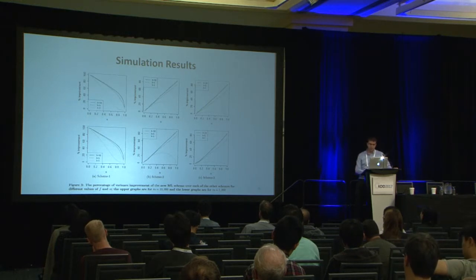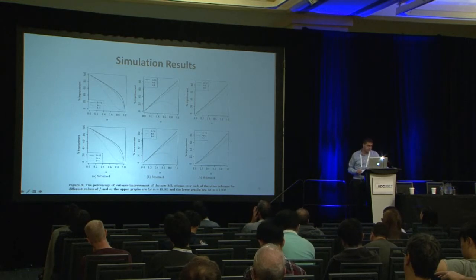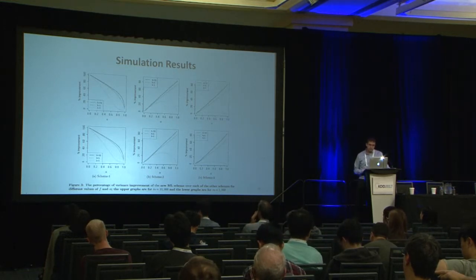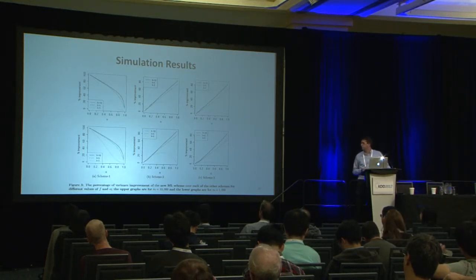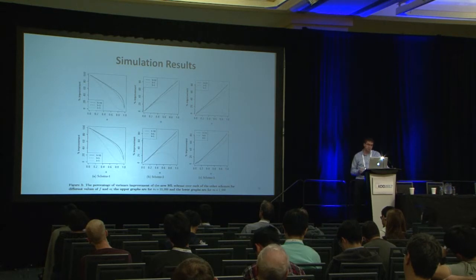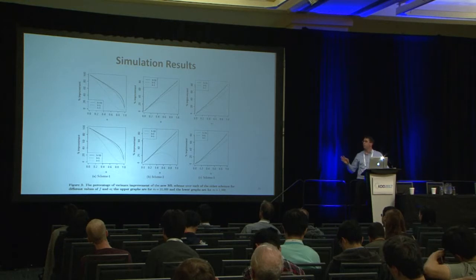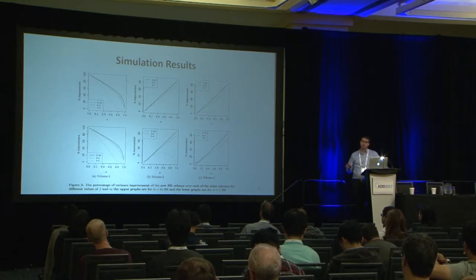Let's begin with this one, the left one. This figure shows the improvement of our new scheme versus scheme 1, which is based on the inclusion and exclusion principle. We can see that our new scheme always outperforms this inclusion-exclusion scheme. And the improvement varies from 100% when the intersection is empty to about a few percent when the intersection is the entire A.